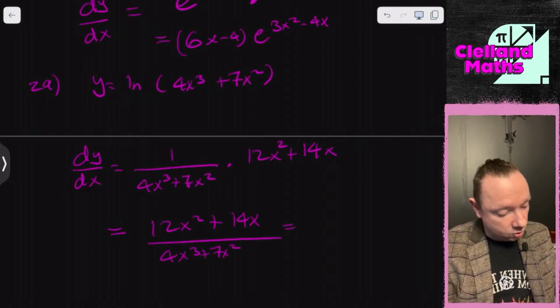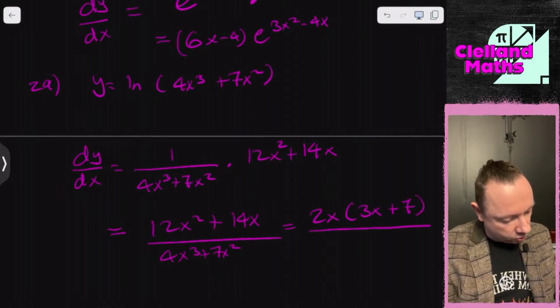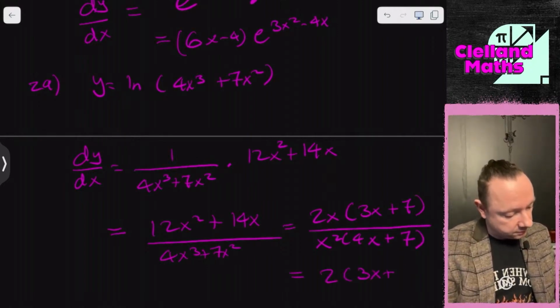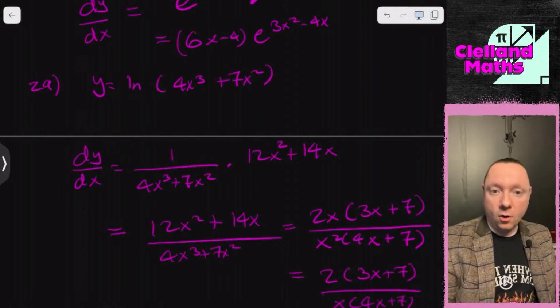Factorise the top, so 2x is a common factor, 3x plus 7, I think. Bottom factorises to x is a common factor, 4x squared plus 7x. Oops, x squared, stupid. Right, let me fix that. So that's going to be 4x plus 7. Yeah, that's it. And now I can cancel an x from top and bottom to leave 2(3x plus 7) over x(4x plus 7). Hope I've done that right.